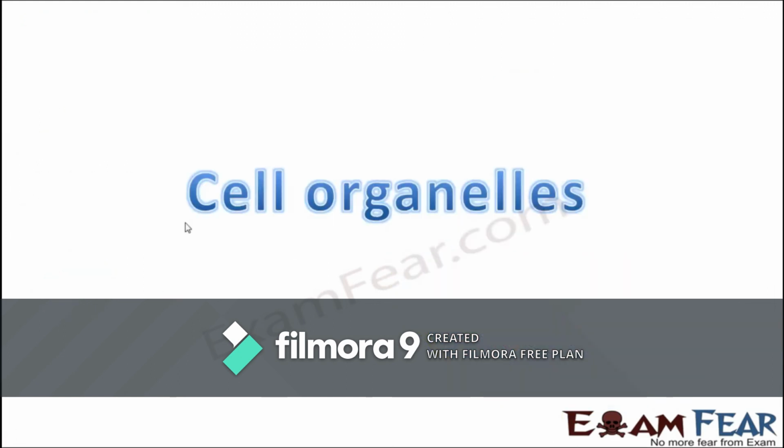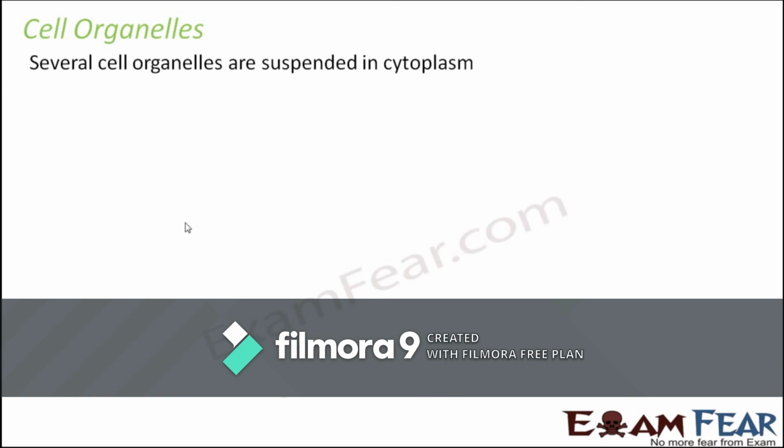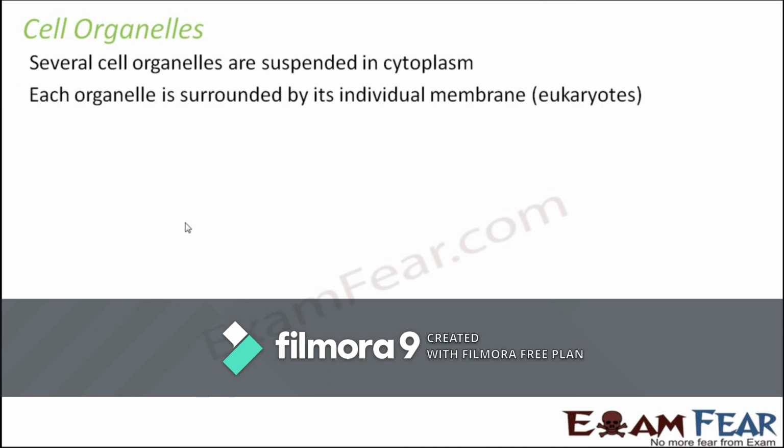Now the various cell organelles, that is the components which are embedded in the cytoplasm. There are several cell organelles which are suspended in the cytoplasm. Some of these important cell organelles, we will look at here. Each organelle is surrounded by its individual membrane. Now this is true only in case of eukaryotes, because you remember I said that in eukaryotes every cell organelle is surrounded by its own membrane, and that is why we can distinctly see each organelle.